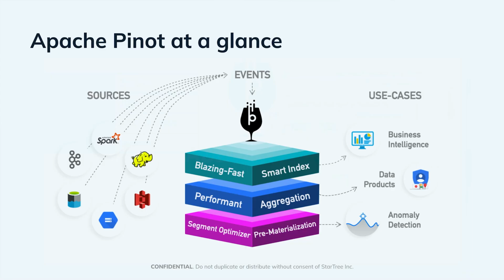For those who are new to Pinot, it's a distributed OLAP database coming out of LinkedIn that can ingest data from all these different data sources you see on the left, like Kafka, S3, GCS, and then make it available for serving and power a wide range of use cases, as we saw before.